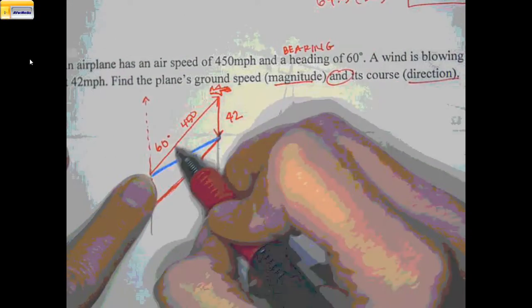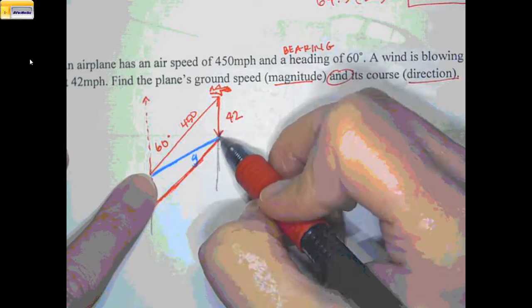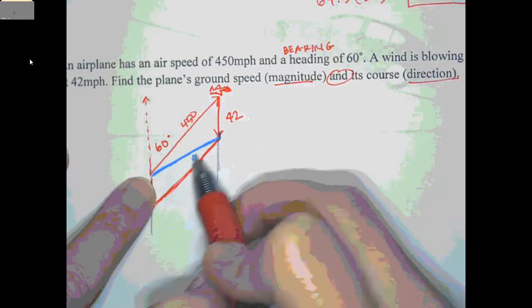Ashley, this would be its direction if there were no wind, but there is wind, so it's being pushed, and this is its new course in blue. Okay?